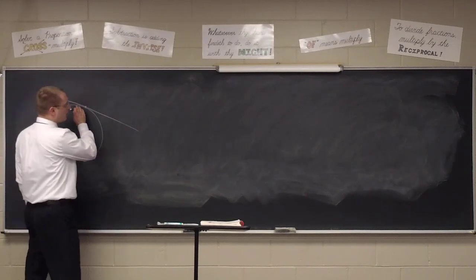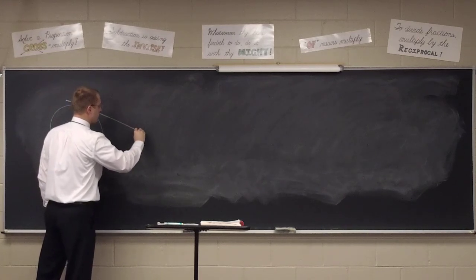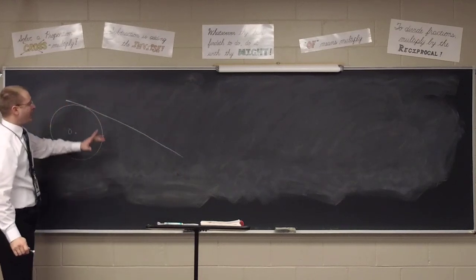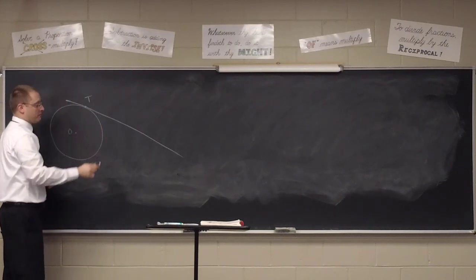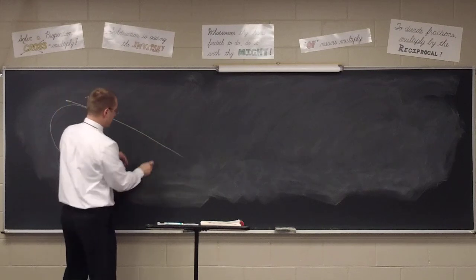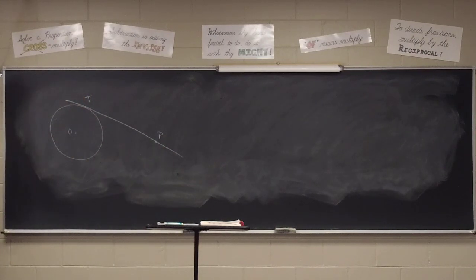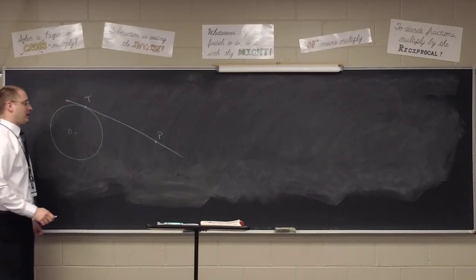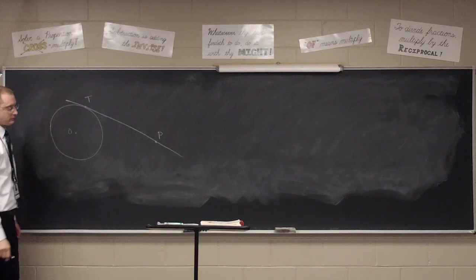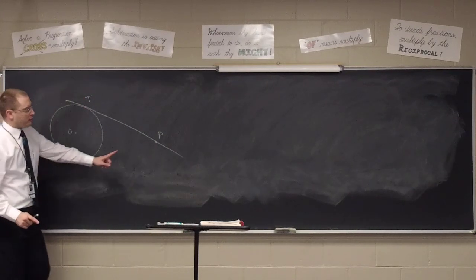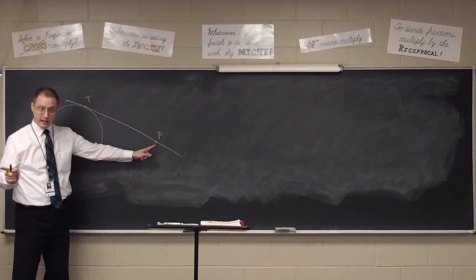And then somewhere along the line here, and you can make it a longer line if you wanted to, you can make it as long as you want, pick some random other point in the line. Let's call the point of tangency T for tangent. And let's pick another point down here. Let's just call it P for point. So pick some other random point. Call it P.